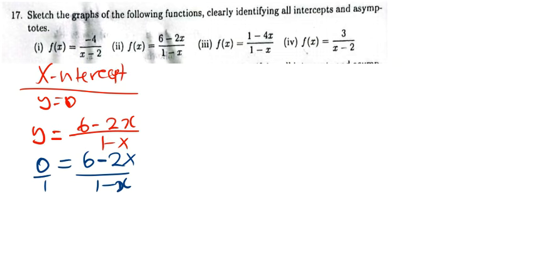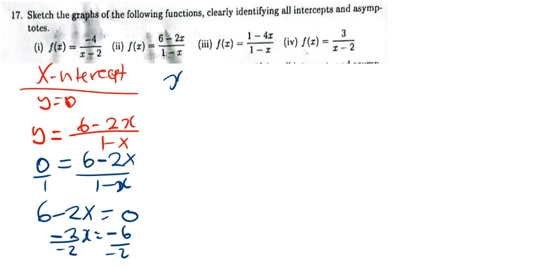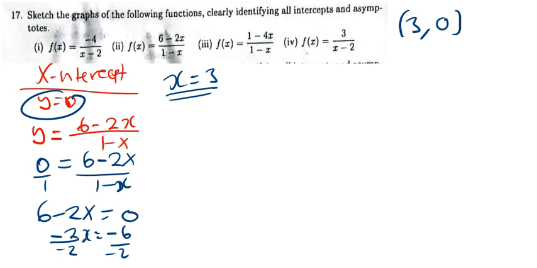Cross multiply. So if I cross multiply this times 1, it will be 6 minus 2x is equal to this times 0, which is 0. So negative 2x is equal to negative 6. Divided by negative 2, x is equal to 3. Meaning that my x-intercept is at x is equal to 3. When x is 3, y is 0. That's what we have said here. Take note. We are done with the x-intercept.